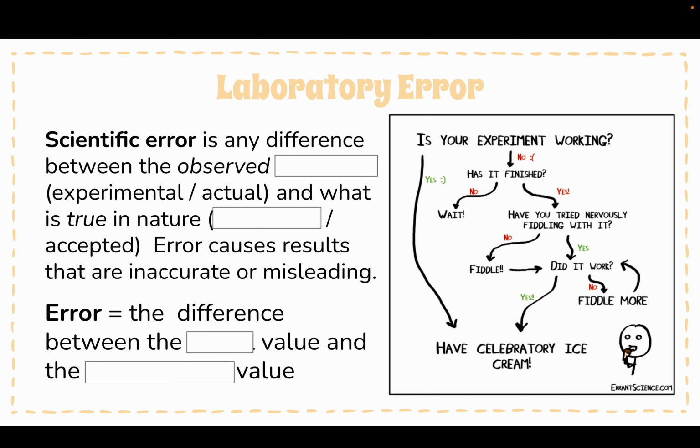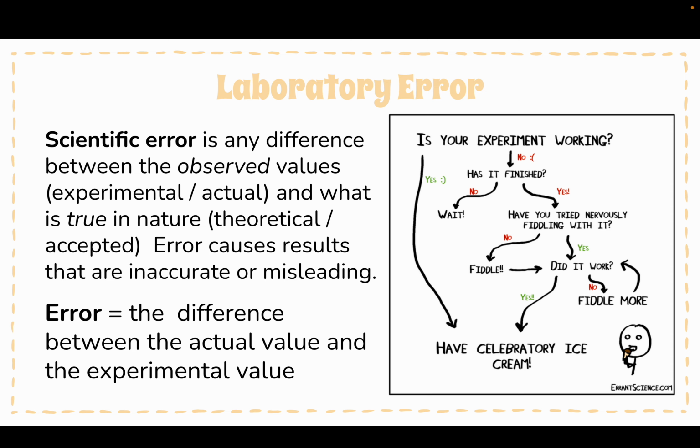Scientific error is any difference that we see between the observed values, being the experimental or the actual values we get in lab, and what is true in nature, our theoretical or our accepted values. Error causes results that can be inaccurate or misleading. That's why we want to calculate our percent error. We want to see how accurate our actual answer is compared to an accepted value. So to repeat, the error is equal to the difference between the actual value and the experimental value.